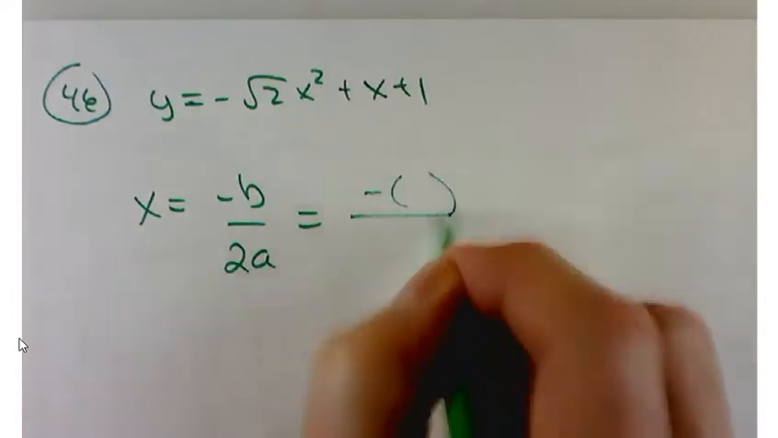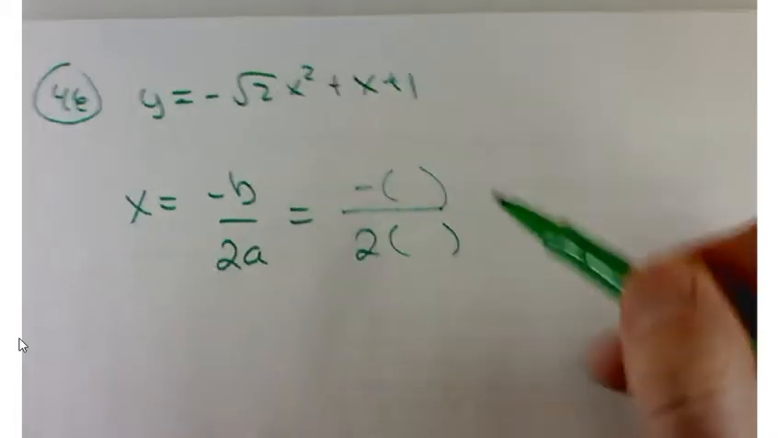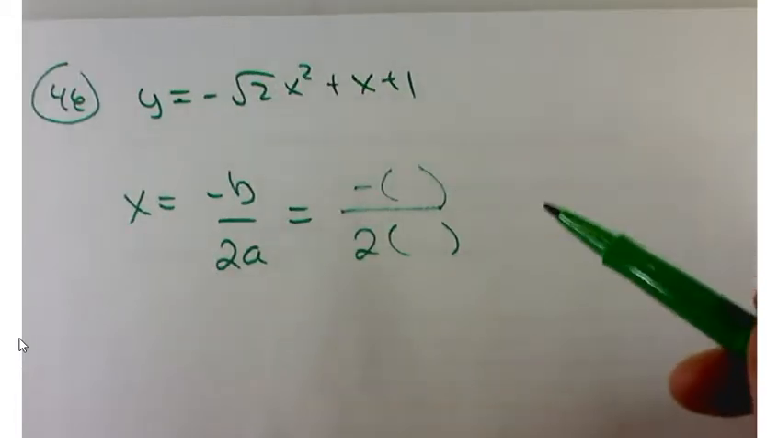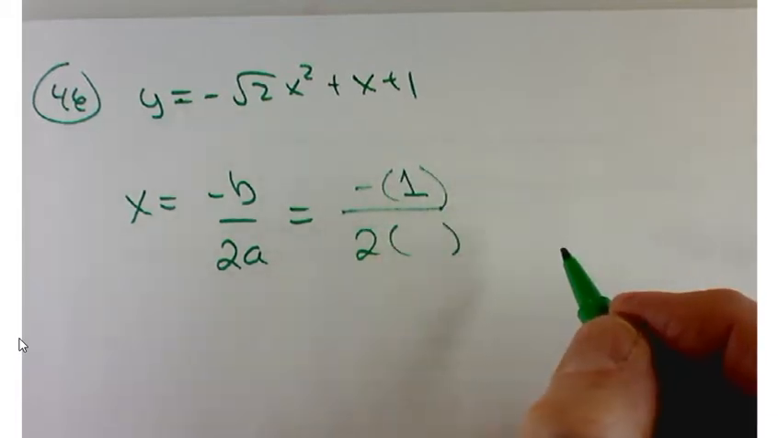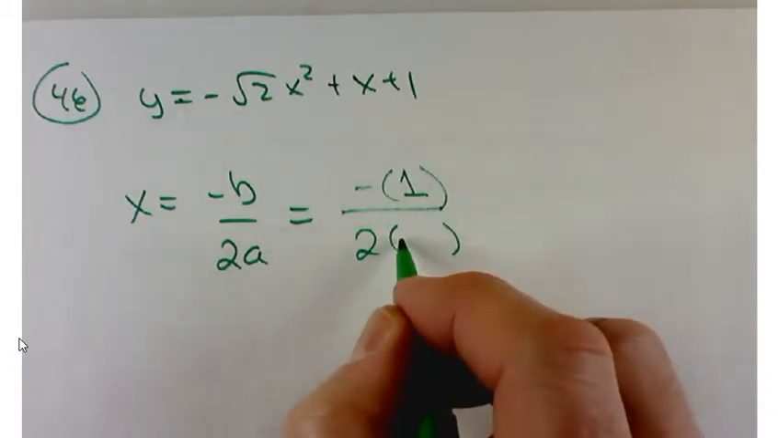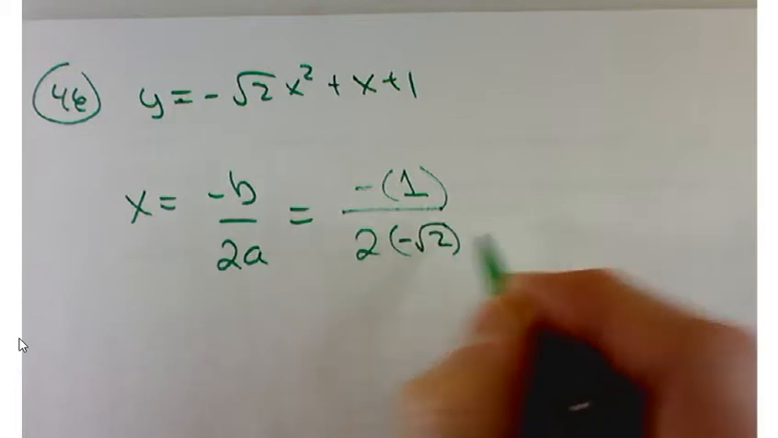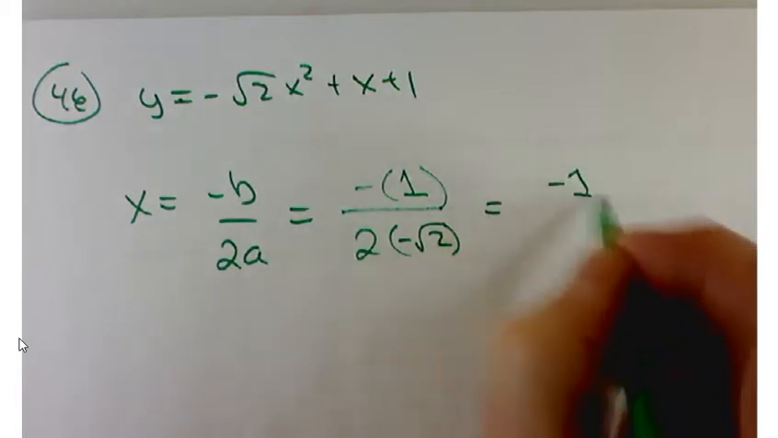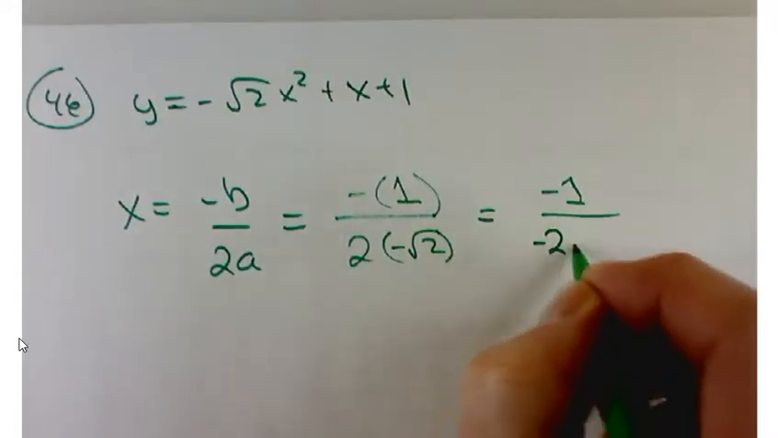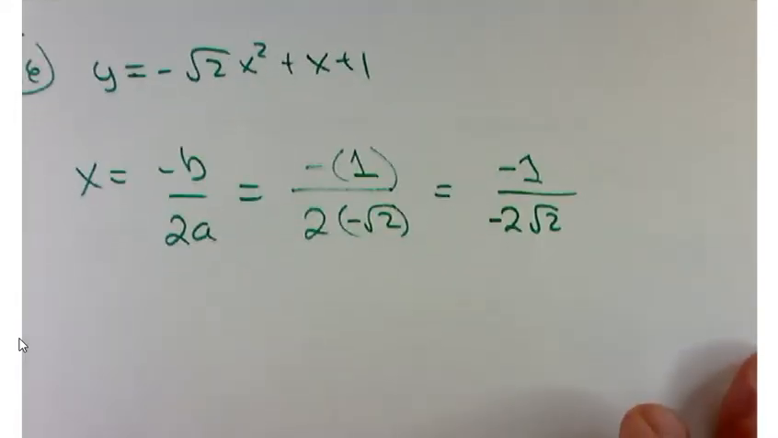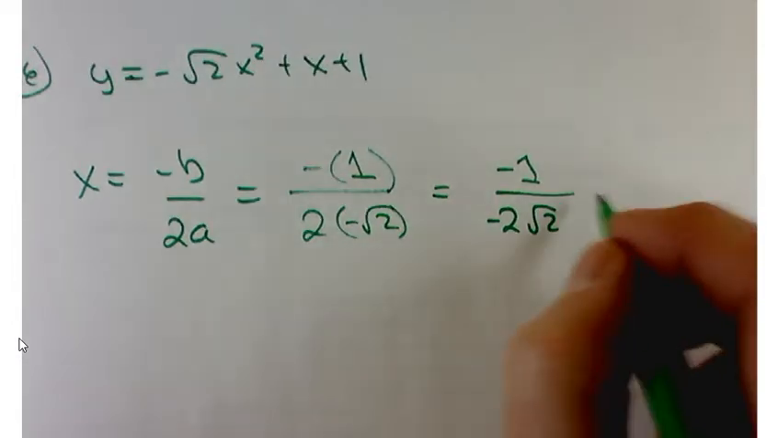In this case, what's the value of b? 1. And what's the value of a? Negative square root of 2. Now in the denominator, let me just move that out of the way. I'll move it out front. Negative 2 square roots of 2. And even then, it's kind of ugly.